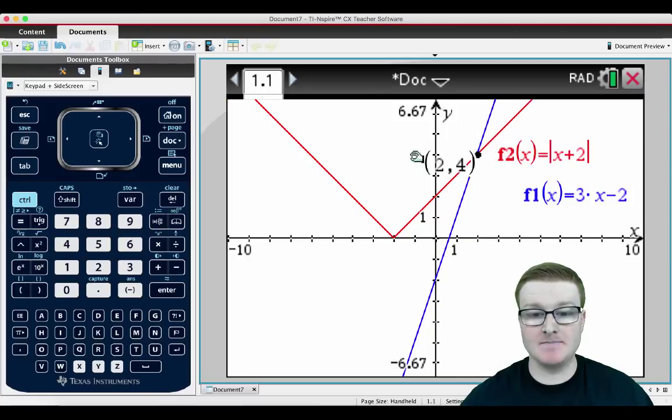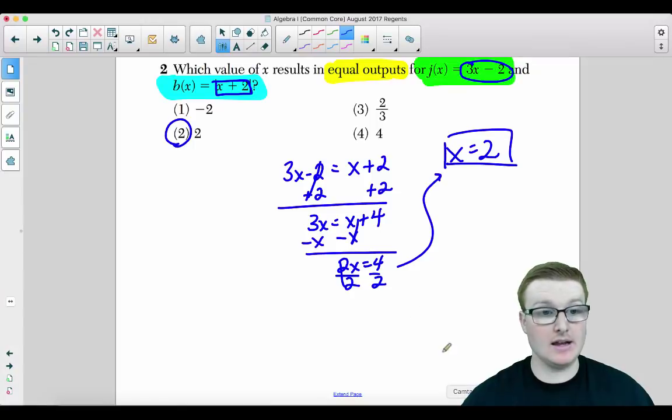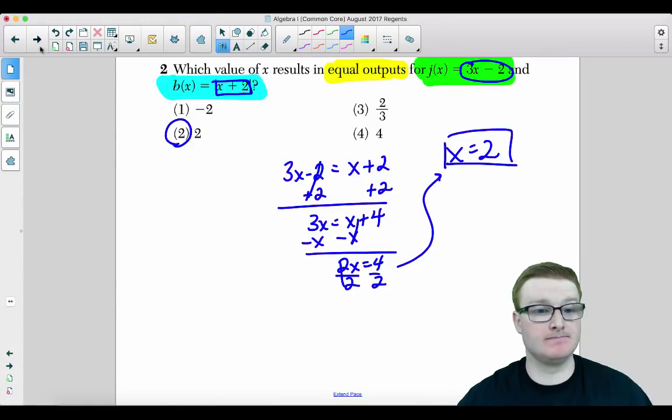You could click on that, and your x value for this one is right there, the 2. All right, and your answer is choice 2. All right, moving on to number 3.